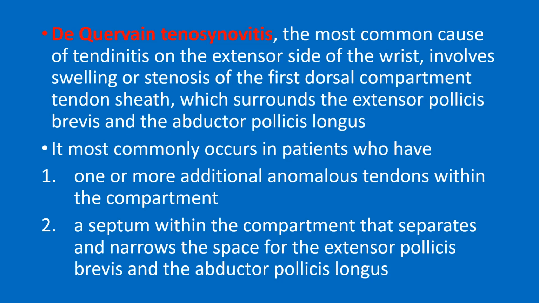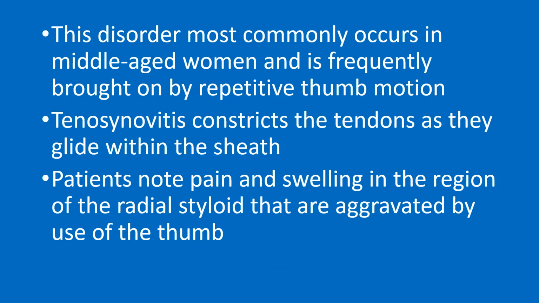This disorder most commonly occurs in middle-aged women and is frequently brought on by repetitive thumb motion. Tenosynovitis constricts the tendons as they glide within the sheath. Patients note pain over the radial styloid that is aggravated by the use of the thumb.